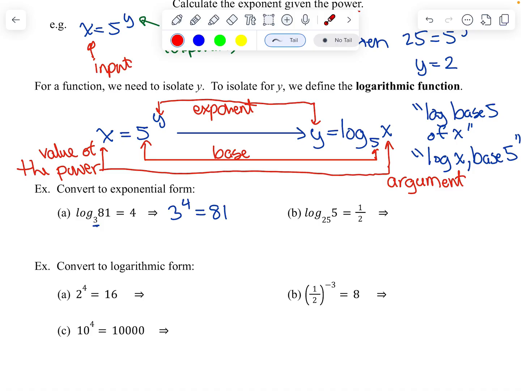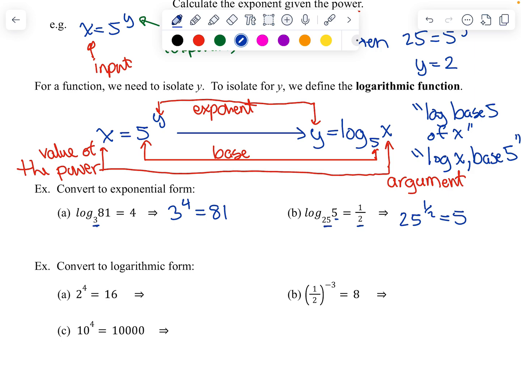If we take a look at a second one, we can do the same thing here. We would say that the base is 25, so that's where I'm going to start. The answer to the logarithm is the exponent, so 25 to the exponent 1/2 equals, and the answer to the power is the argument here. So 25 to the exponent 1/2 equals 5.